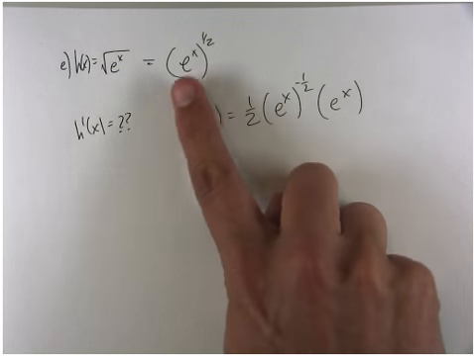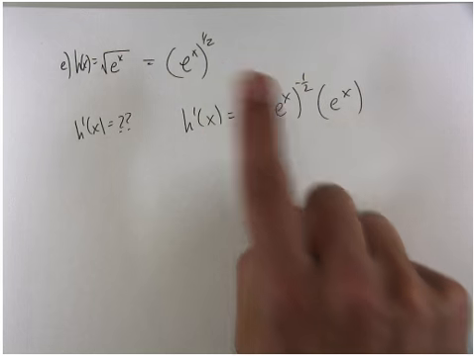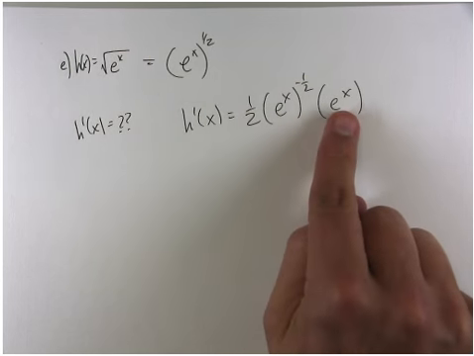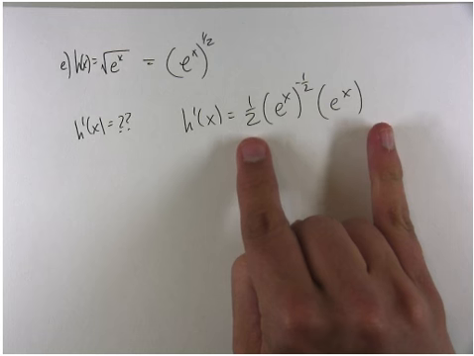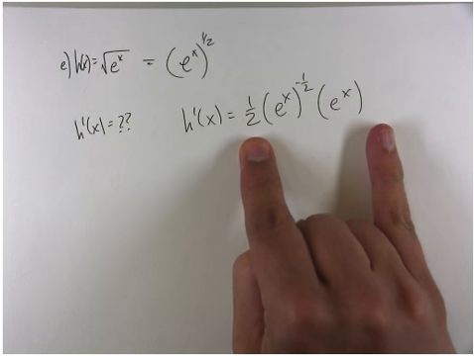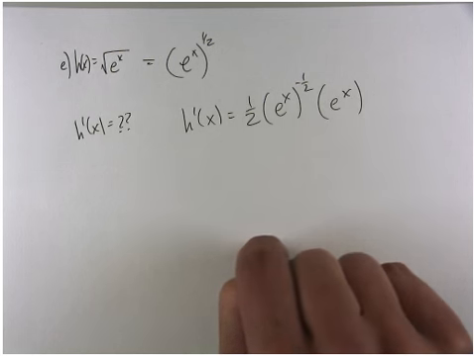But this e to the x inside is not just a plain old x, it's not just plain old anything, it changes at a different rate. So I'm going to multiply at the end here by the derivative of that inside function. And the derivative of e to the x is e to the x. So here is where everybody should get without too many problems. I'm seeing a lot of heads nod. That's encouraging. Okay. So after this, it's just algebra.